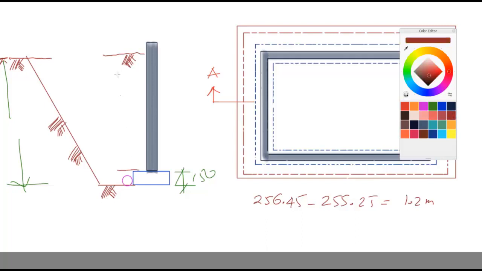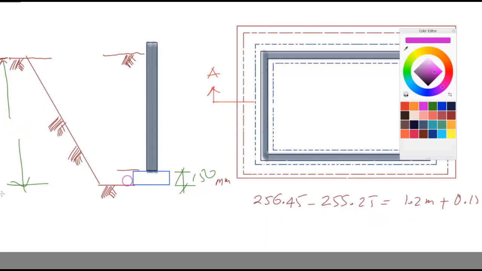So the total from the grade until the bottom of the footing will be equal to this part plus this part. The first part is already calculated as 1.2 meters, and this part has to be added. Sorry, it is 150 millimeters, of course, so this will be 0.15. So the depth is equal to 1.35 meters. Anyway, this is for the depth calculation part.